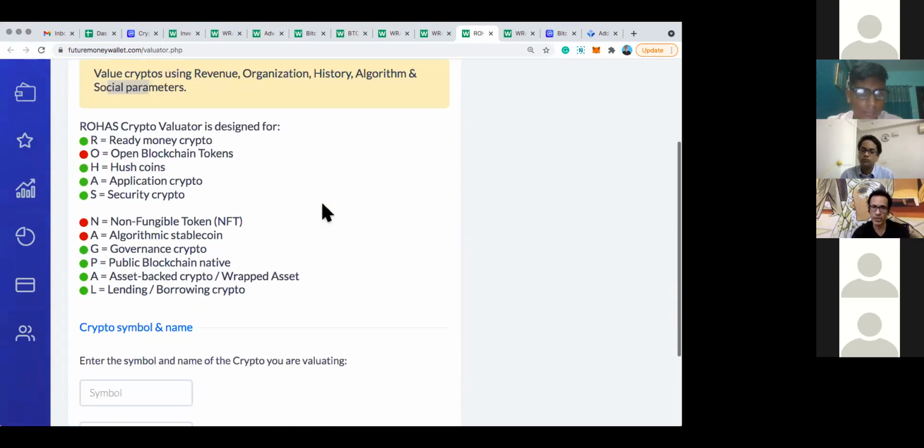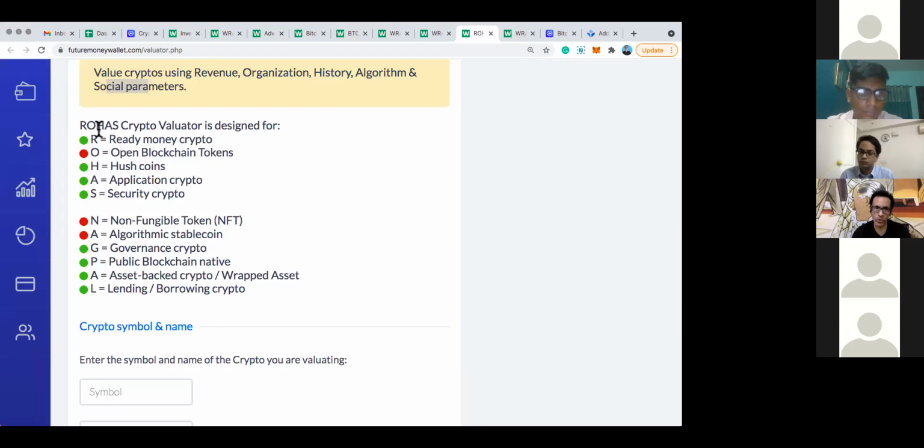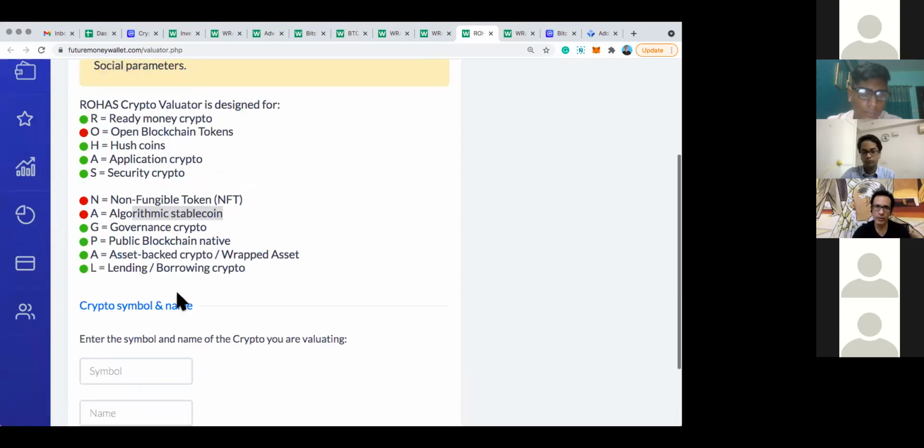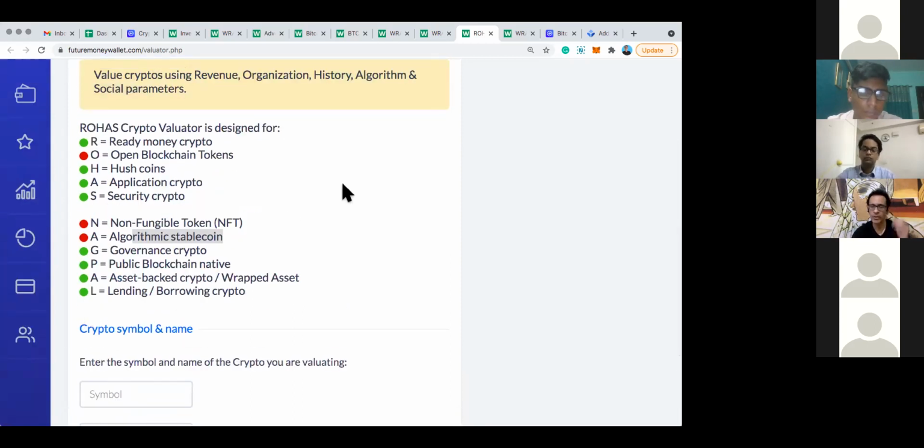But when you use this, I want you to be sure that you cannot use it for the ones which are in red, because the algorithm that I have developed doesn't apply to open blockchain tokens, NFTs, or algorithmic stablecoins. It applies to all the others. So out of the 11 types, my valuator applies to 8 of them, and that's why those are in the green. So if you want to use my valuator, please do it only for the green ones, not for the red ones. That's what it signifies. Any questions?